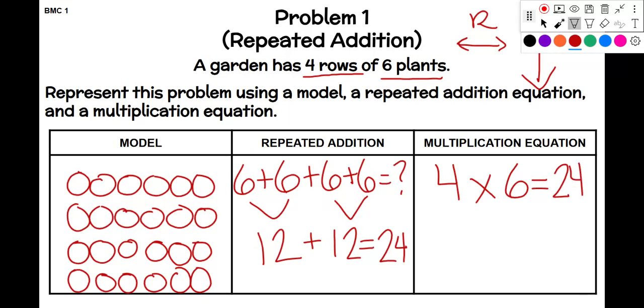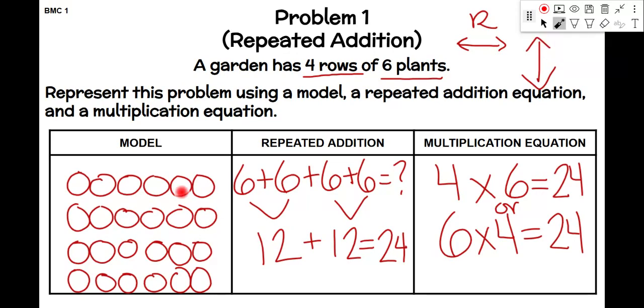I also know with the commutative property of multiplication, which we'll focus on in about a week or so, I can flip those 2 factors. Our 2 factors, 4 and 6, are 2 numbers. I can flip them. They're going to swap places. So I'm going to do 6 times 4 equals 24. I can write either one, so I'm going to write the word or in there. That's as if we take this model that we made and flip it on its side, and we have 6 rows of 4.